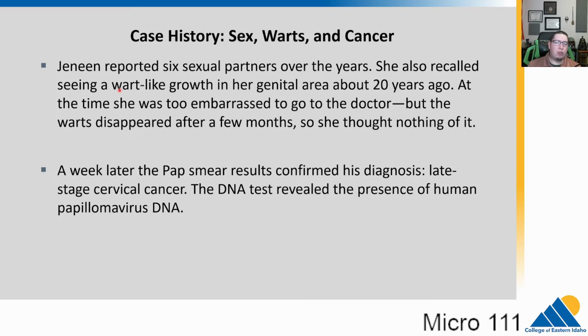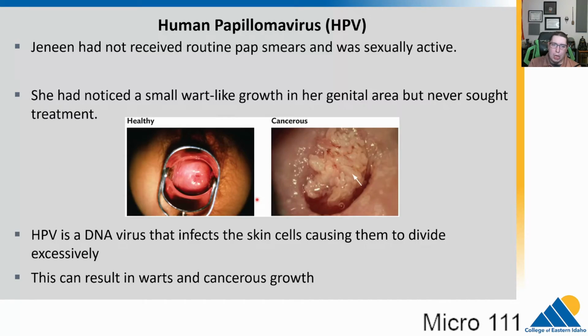Janine has had multiple sexual partners over the years, and she also recalled a wart-like growth on her genitals about 20 years ago. So it must have been memorable, but it went away. She was embarrassed by it, but it went away, so she didn't think anything of it, even though she clearly remembered it, right? So the pap smear comes back. We have late-stage cervical cancer, and the DNA test confirms human papillomavirus. So here is the cancerous cervix coming up, just a little bit of warning.